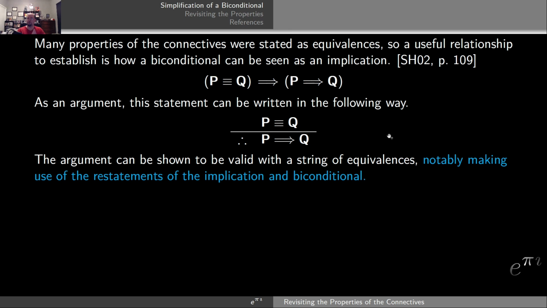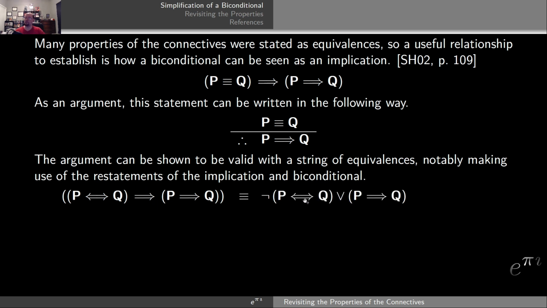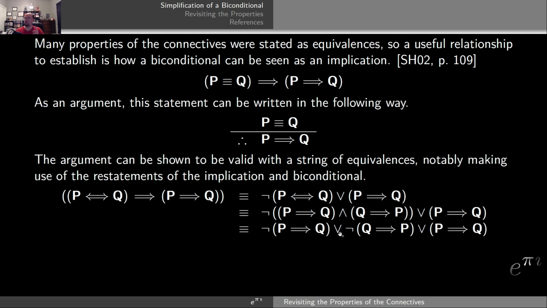Specifically, we're going to be using very heavily the restatement of the implication and the biconditional. So here we go. I have the hypothesis is P if and only if Q, and this implies that P implies Q, and I want to show this as a tautology. I'm going to take the outer implication here and rewrite that as negation of hypothesis, disjunction, conclusion, like so. But now I have the biconditional that can be rewritten as P implies Q, conjunction Q implies P. I now have negation sitting on top of a conjunction, so by De Morgan's laws I can distribute at the cost of changing the conjunction to disjunction.